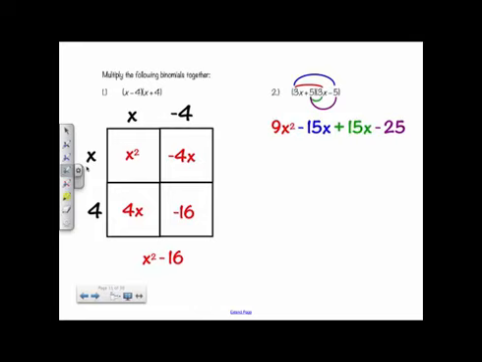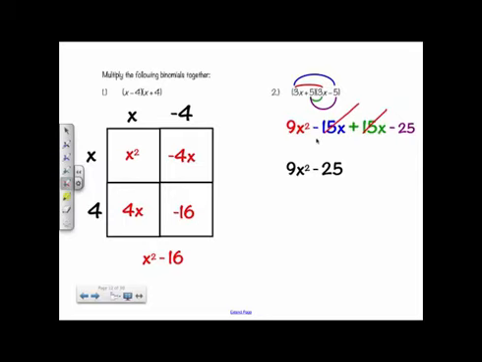All right. Same thing, we've got some like terms, so we're going to combine our like terms right here. But because one is a negative 15x and one is a positive 15x, those two terms will end up canceling each other out, so they're gone, and that's why you end up getting 9x squared minus 25.